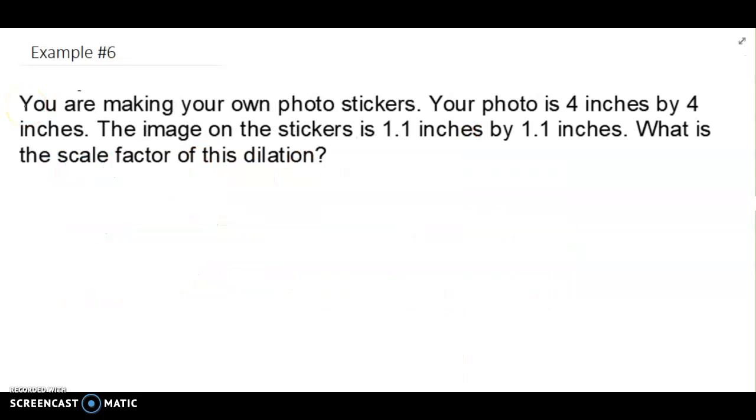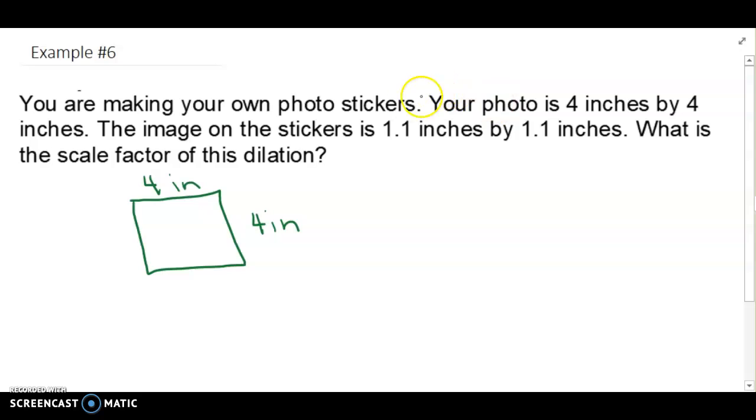All right, let's look at example 6. So we're making our own photo stickers. We're going to take a photo of ourselves, and then we're going to dilate them and make stickers out of them. So our photo is 4 inches by 4 inches. Okay, and the stickers are 1.1 inches by 1.1 inches. And now we want to find the scale factor. So remember the scale factor is image over pre-image.